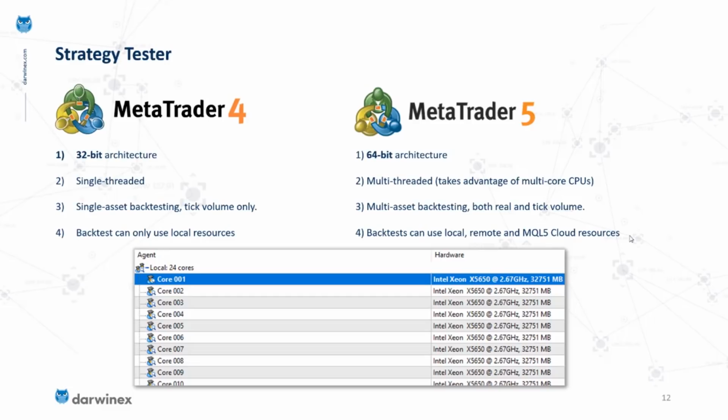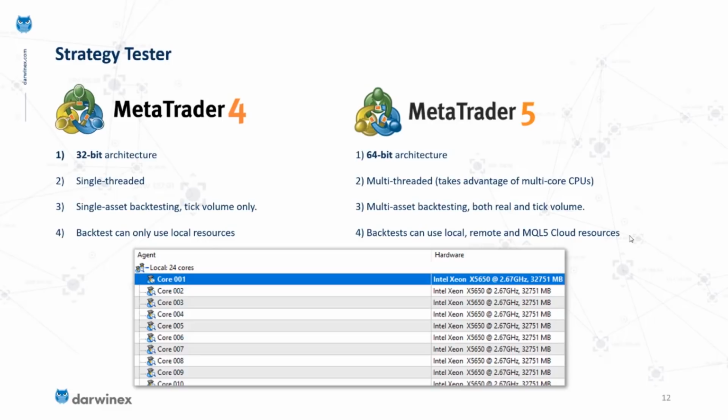MT4 is single-threaded, MT5 is multi-threaded, so you can take full advantage of multi-core CPUs that are the norm these days, with most laptops, most machines, most desktop PCs all having multi-core CPUs. MetaTrader 5 takes full advantage of them, as we'll discuss shortly in its use of agents and how it leverages all available resources should you want it to.